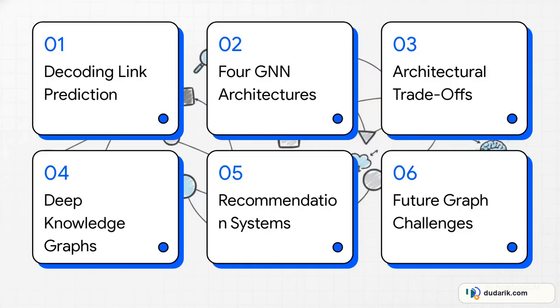Okay, let's dive right into our map for today's explainer. We'll start with decoding link prediction, then move to the 4 core GNN architectures, navigating architectural trade-offs, powering deep knowledge graphs, scaling recommendation systems, and finally, future graph challenges.